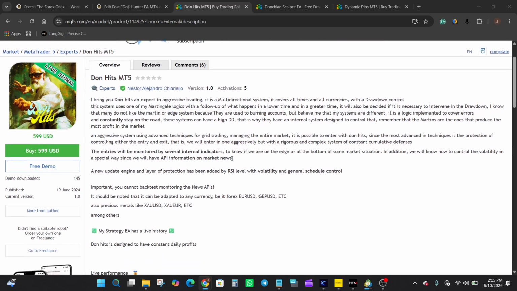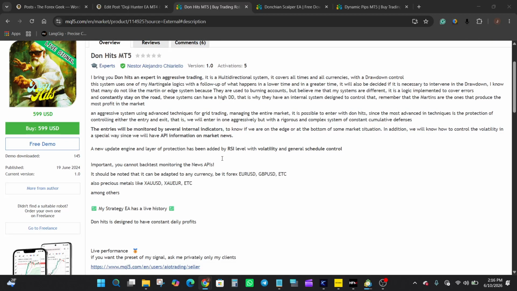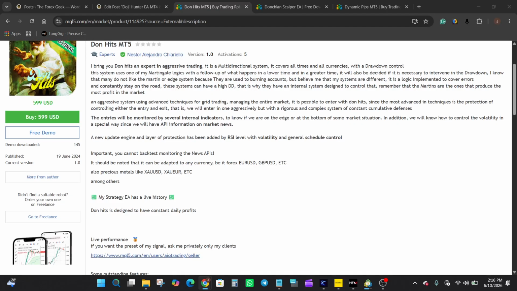As I scroll through the product description, the developer presents this EA as an aggressive multi-directional trading system designed to operate across all time frames and currencies. It is also described as having built-in drawdown control mechanisms to manage risk exposure during trading. Now, one of the key points mentioned is that the system uses a martingale-style logic combined with what the developer describes as multi-time frame analysis. The EA reportedly evaluates both lower and higher time frames to guide decision making and manage trade direction.